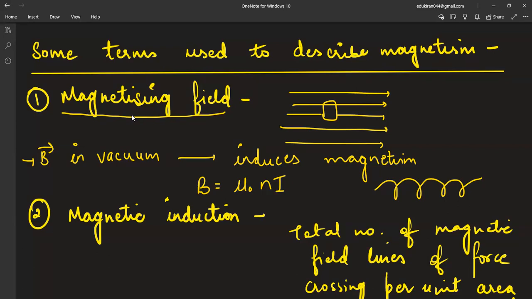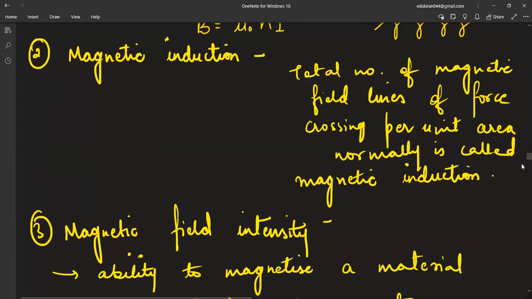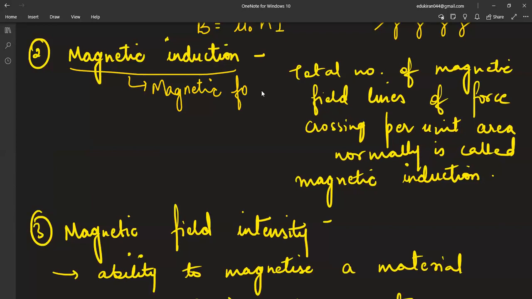Magnetic induction is separate. See, magnetic induction basically means the number of magnetic field lines of force crossing per unit area. One meaning of magnetic induction is that it has a tendency to induce magnetism. But I'll suggest you remember magnetic induction as magnetic force. Now this will become easier.